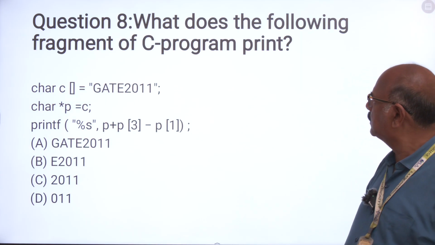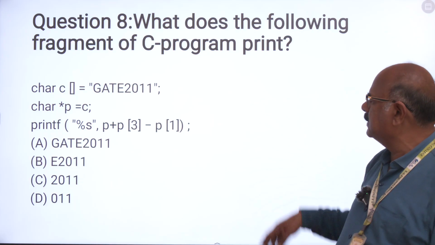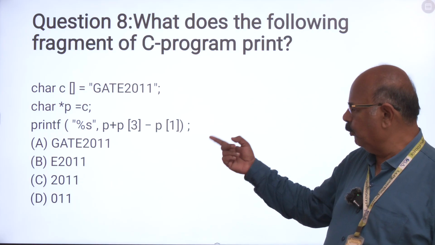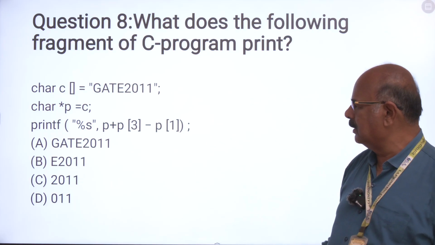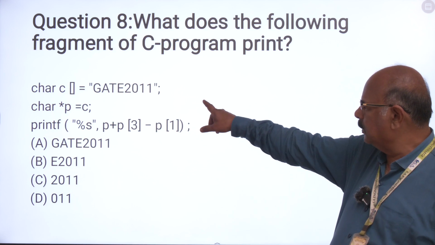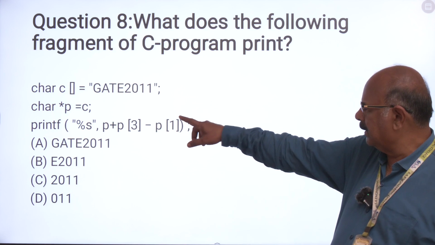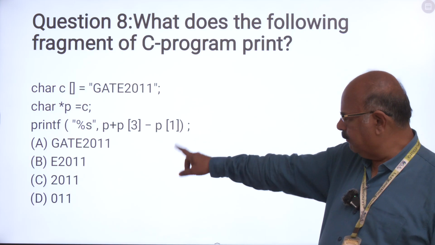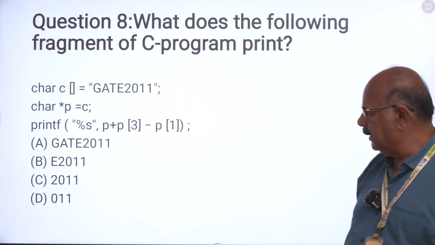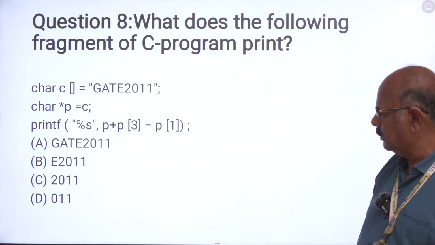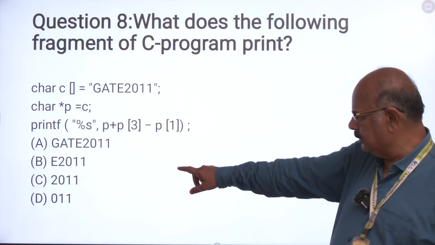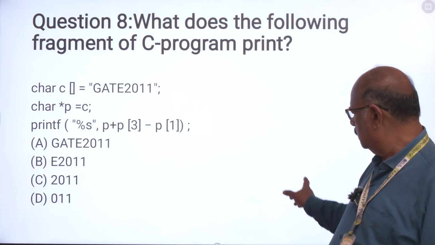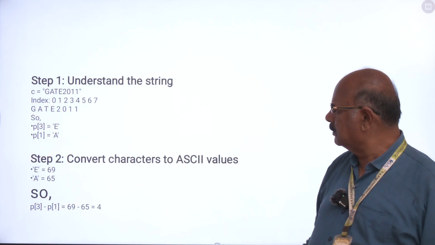Next, question number 8. What does the following fragment of C program print? Four options are there. char c[] equals GATE2011, char *p equals c, and printf prints whatever the value is. The four options are GATE2011, E2011, 2011, and 011. Let us see what the answer is for this one.